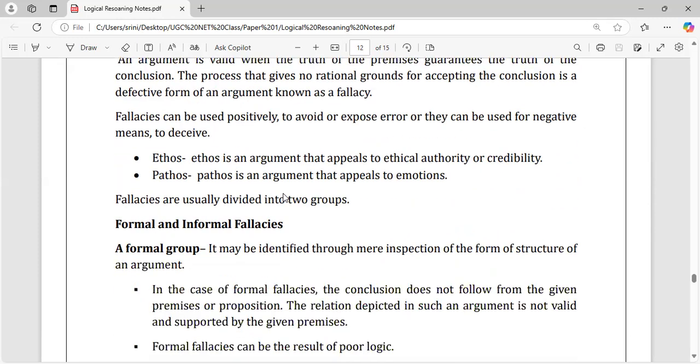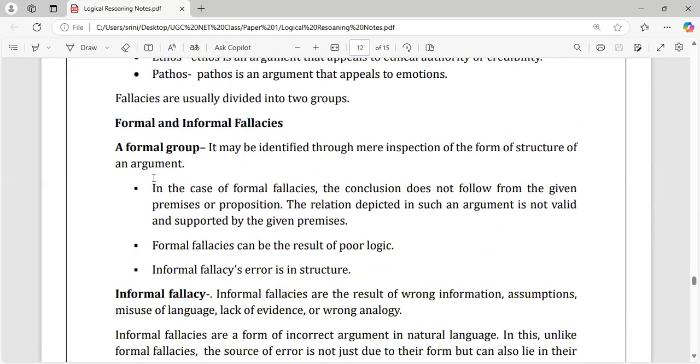Ethos is an argument that appeals to ethical authority or credibility. Pathos is an argument that appeals to emotions. Fallacies are usually divided into two groups, either formal or informal groups.